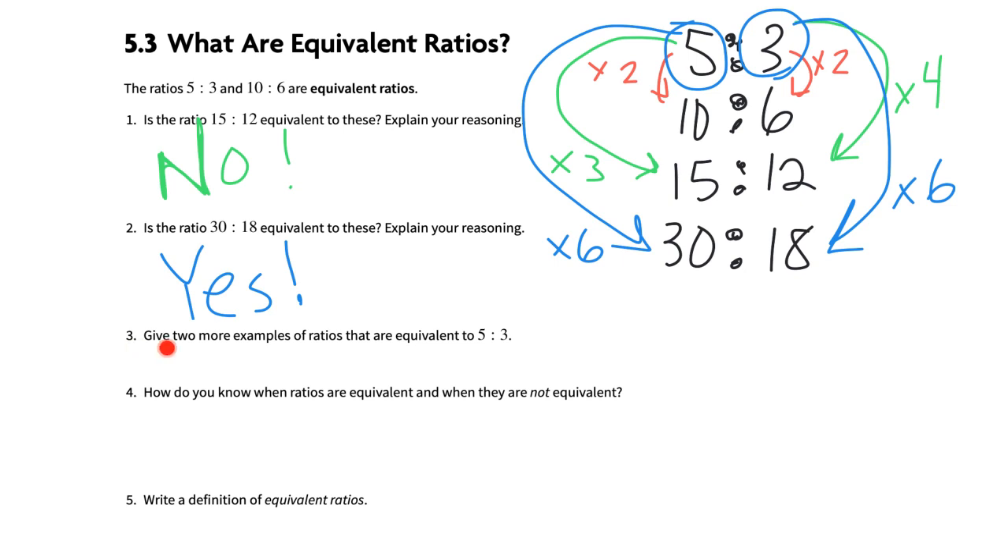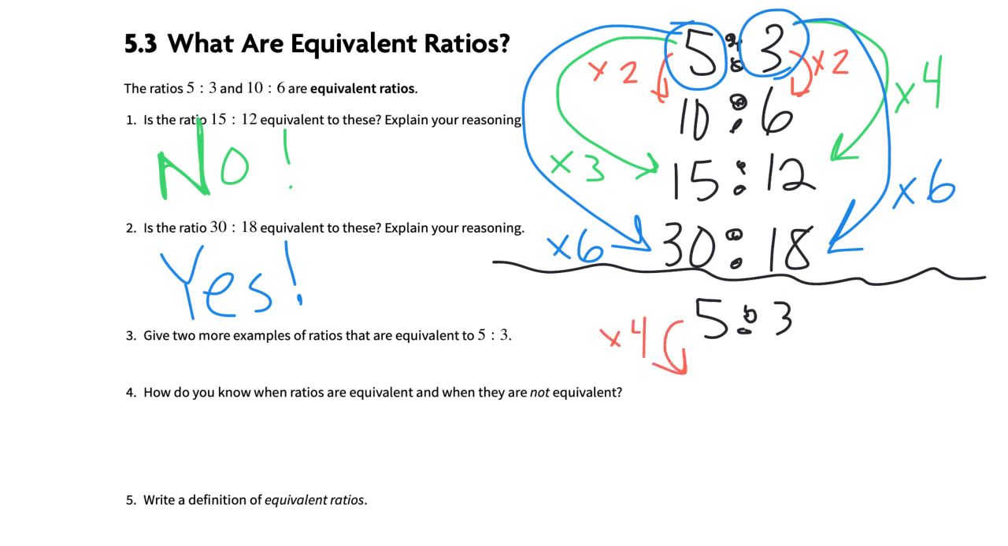Now, question 3 says, give 2 more examples of ratios that are equivalent to 5 to 3. So all we have to do is start with that 5 to 3, and multiply it by some sort of factor. All right, so I'm going to squeeze this in right here. So 5 to 3. I don't know, let's multiply by 4. And so that gives us 20 to 12.